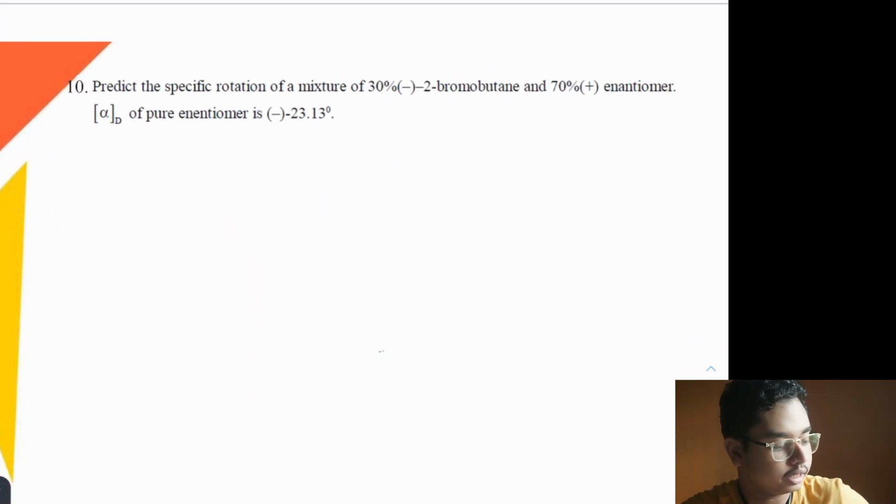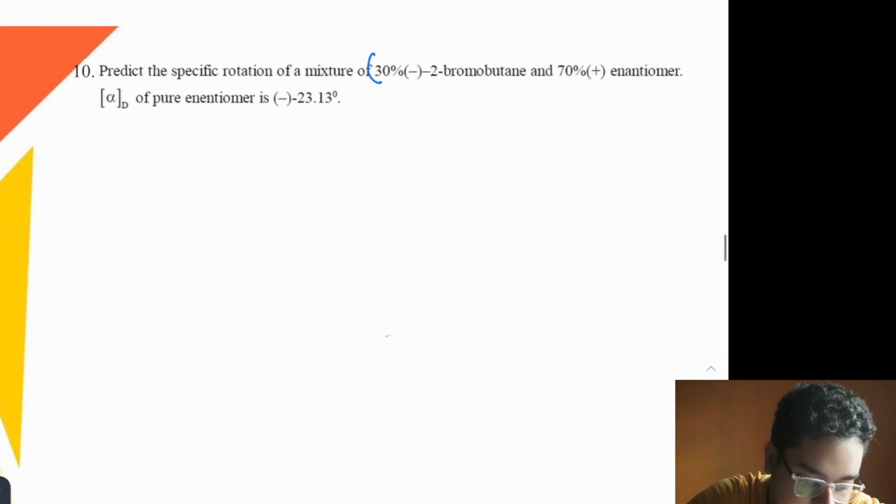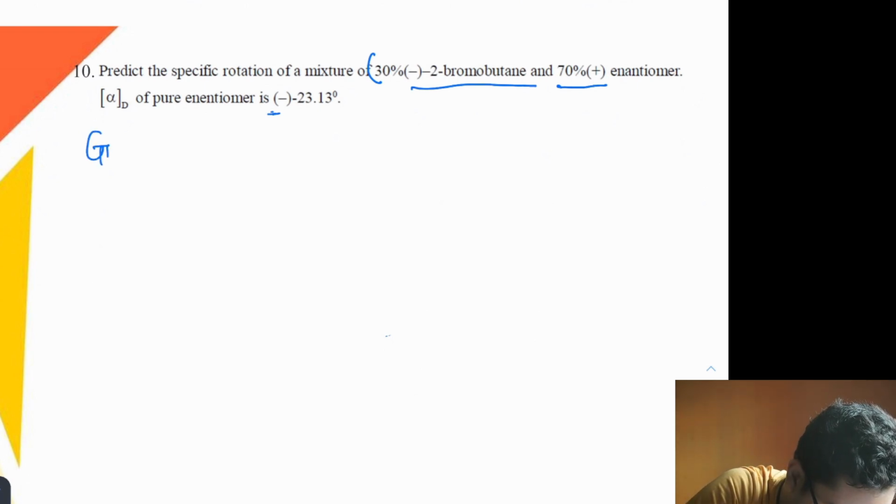Okay, so we are just beginning with our optical rotation questions. So this is the first question on optical rotation. So what is given in this particular question? We have to find the specific rotation of a mixture that contains 30% of -2 bromobutane and 70% of +2 bromobutane enantiomer, given that alpha D of the pure enantiomer, for the minus compound, is 23.13 degree. So what is given? First we write alpha D of minus.